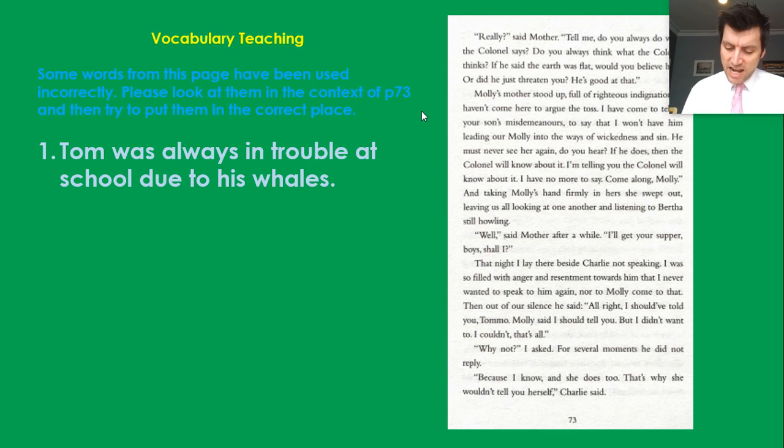To say that I won't have him leading our Molly into the ways of wickedness and sin. He must never see her again. Do you hear?